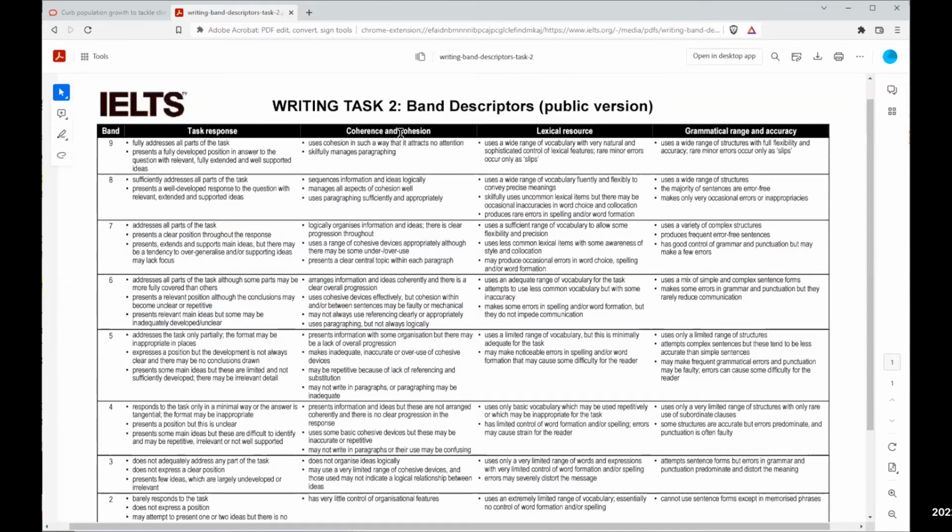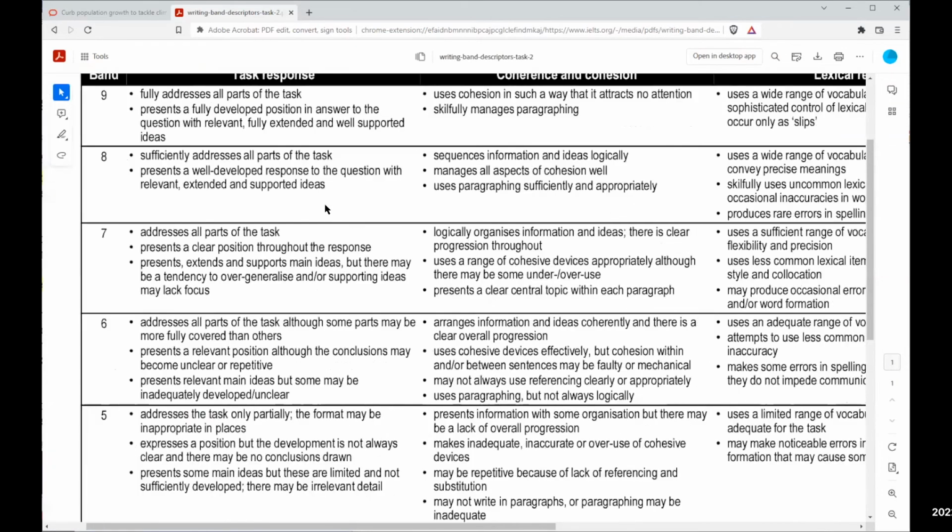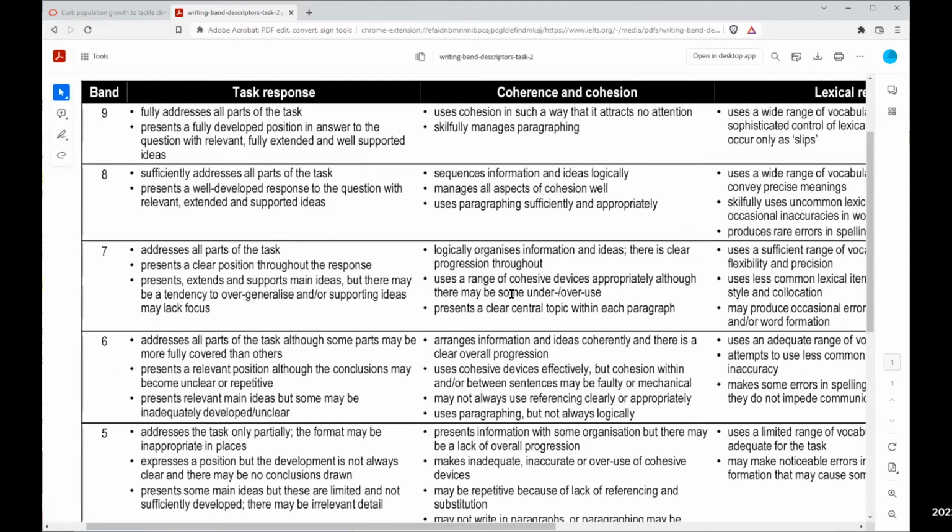Coherence and cohesion, if you look there at band 7, they talk about uses a range of cohesive devices, and what we're looking at is a very effective use of cohesive devices. Bands 8 and 9 have all of those things as well, but they don't bother talking about them. They just say that manages all aspects of cohesion well. In other words, the cohesive devices, the linking words, reference, and all sorts of other things as well.